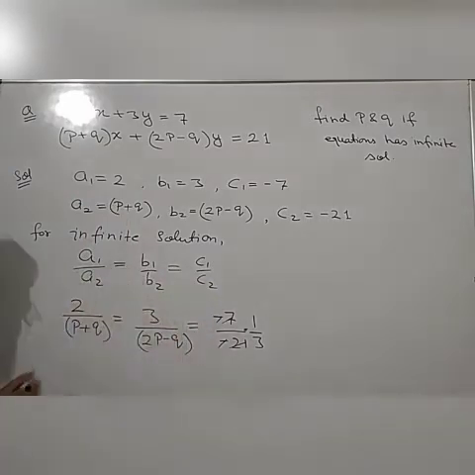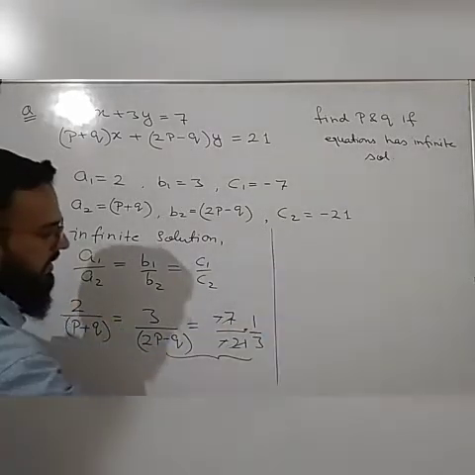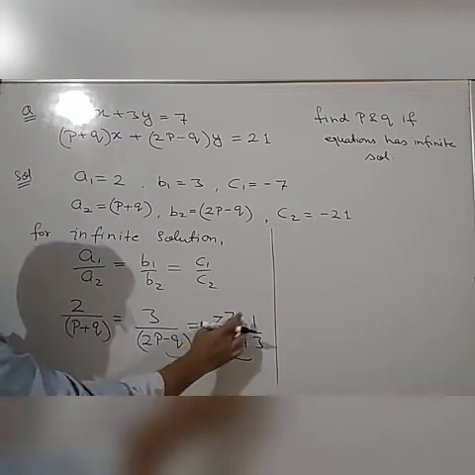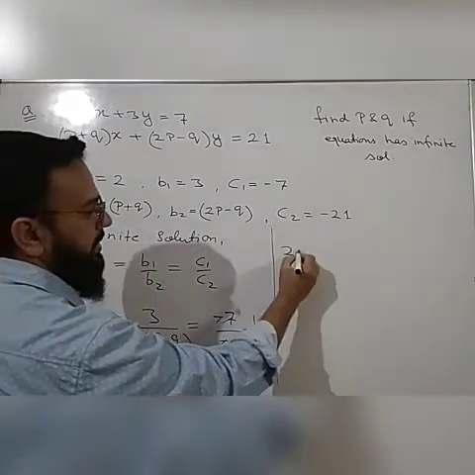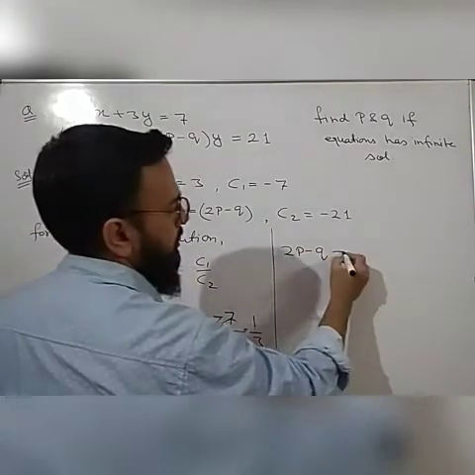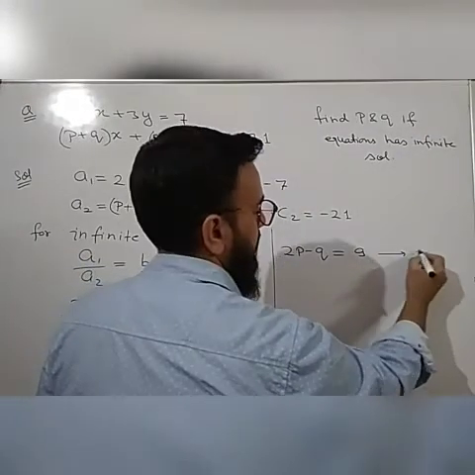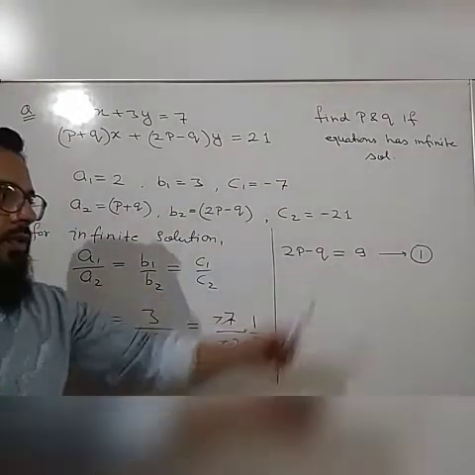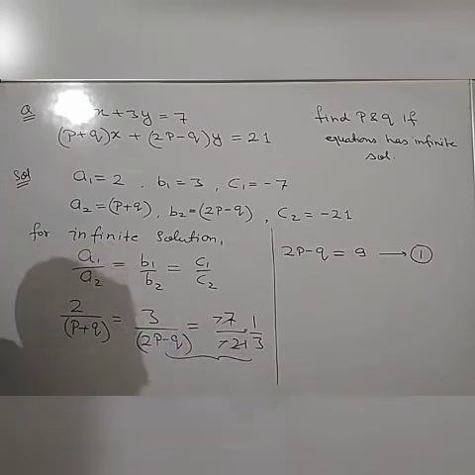So now, first, if I compare the second and third terms, there will be an equation. If we cross multiply these two terms, we will get (2p minus q) into 1, that will be 2p minus q, and 3 into 3 will be equal to 9. It means 2p minus q is equal to 9. So we got one equation. Let us consider it equation number 1.